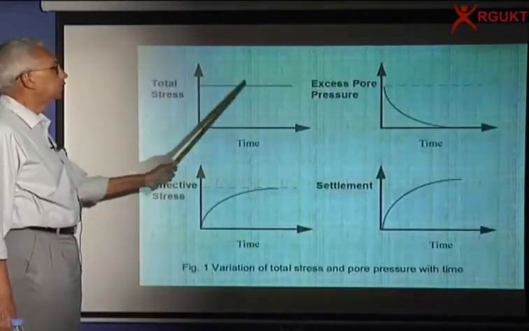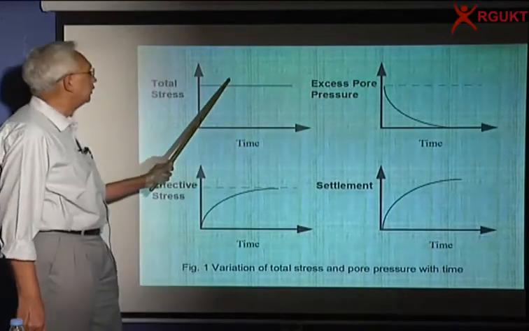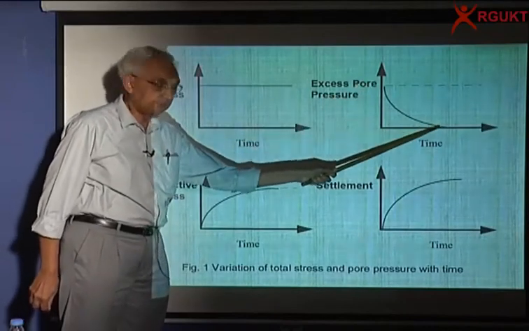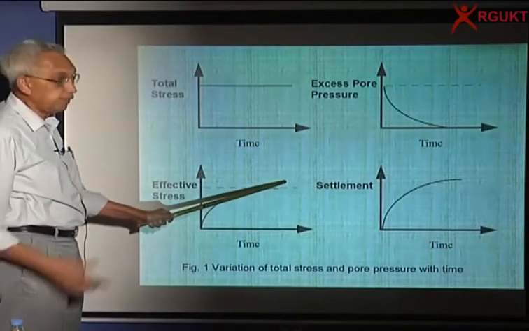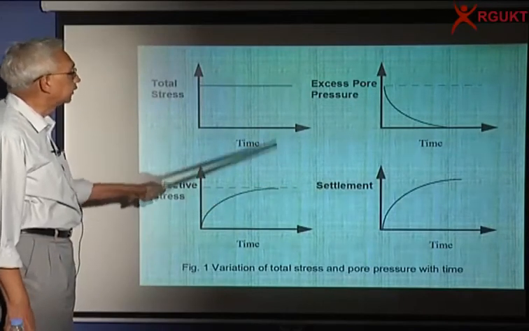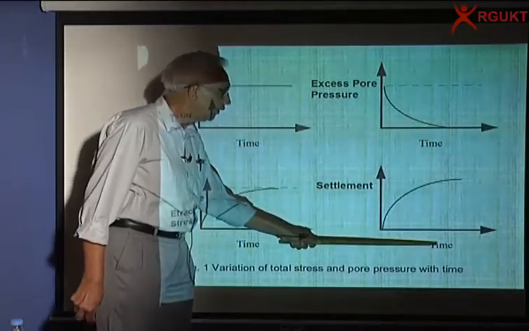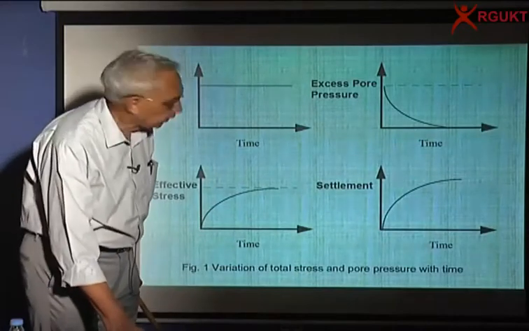The load is constant. The excess pore pressure is maximum, equal to the total stress, and with increasing time the pore pressure decreases. If that is so, the effective stress increases. At t tending to infinity, the effective stress becomes total stress because the pore pressure is 0. And with increasing time, you get settlement. This is what happens during consolidation.